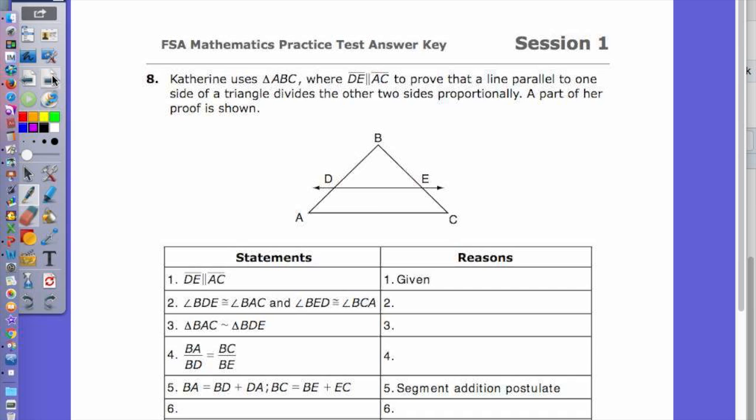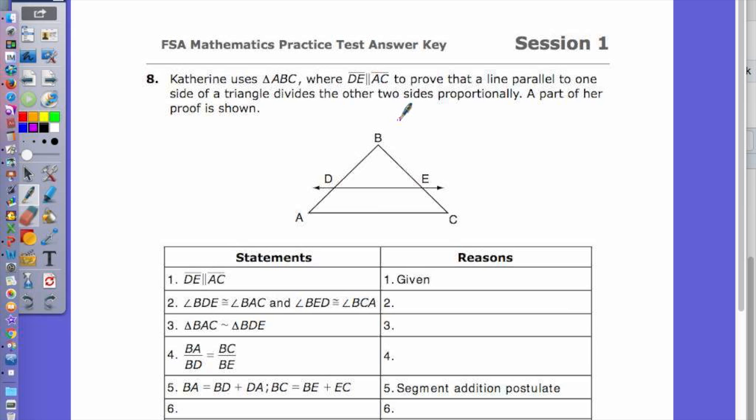Number 8. This is where you want to read very carefully. Catherine uses triangle ABC, where DE is parallel to AC, to prove that a line parallel to one side of a triangle divides the other two sides proportionally. We are proving a proportion. Our last statement is probably going to have a proportion in it, right?